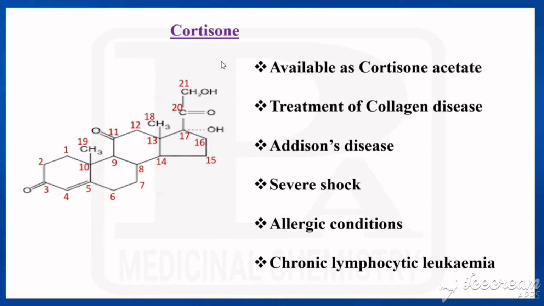Dear students, last class we have seen what is the glucocorticoid and we have seen the classification of that also. So in this class we are going to see examples under glucocorticoids. The first one is cortisone.